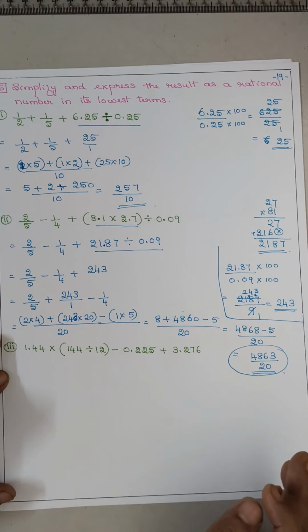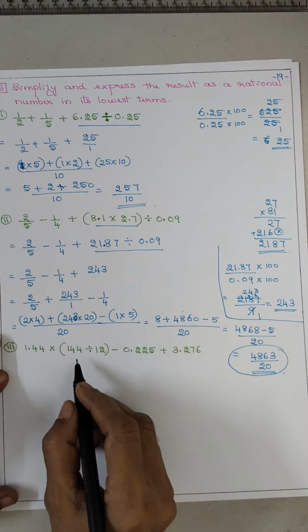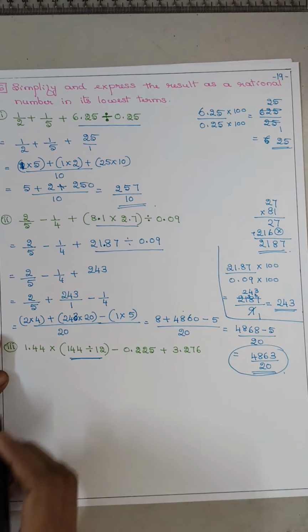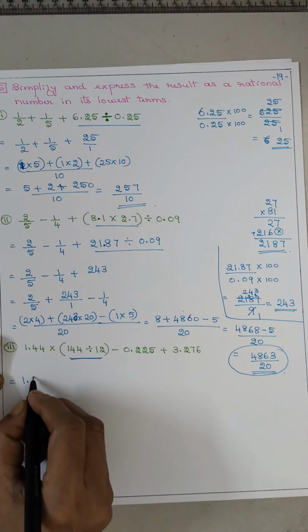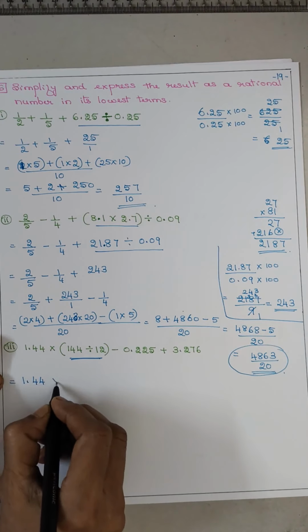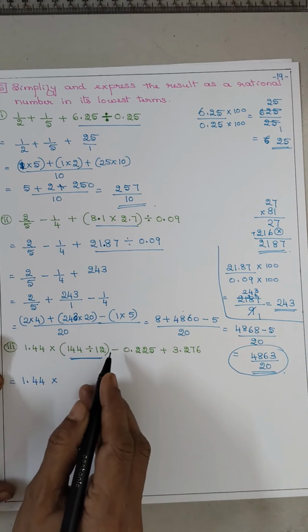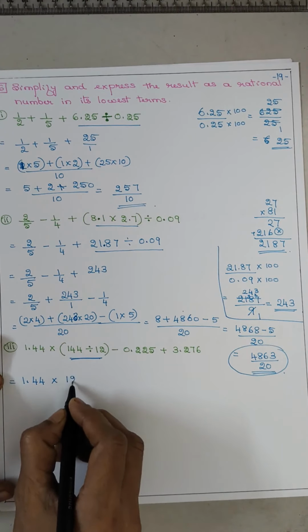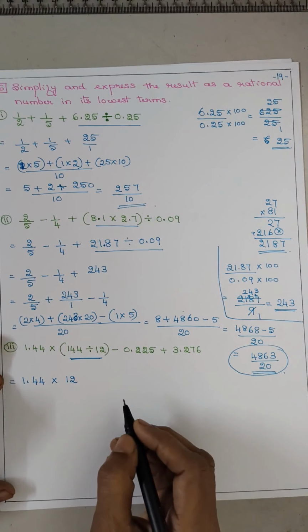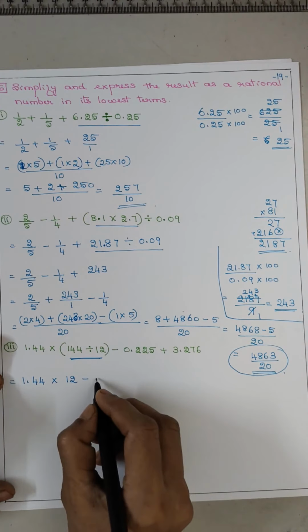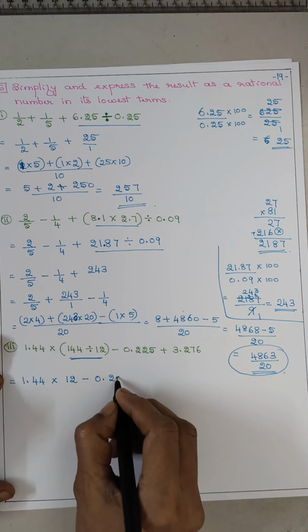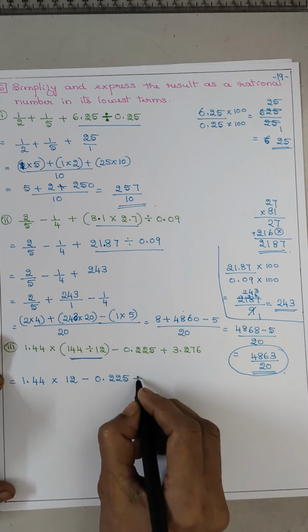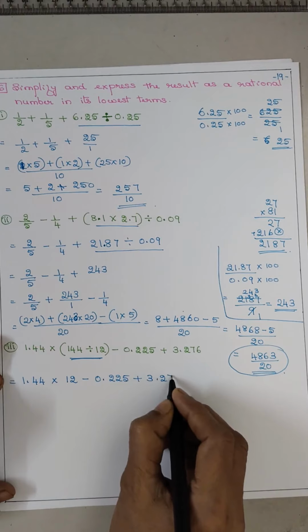Now coming to the third sum. First we have to underline this bracket. So 1.44 into 144 divided by 12 means 12 how much is 144? You know, 12. 12 is 144. 0.225 plus 3.276.